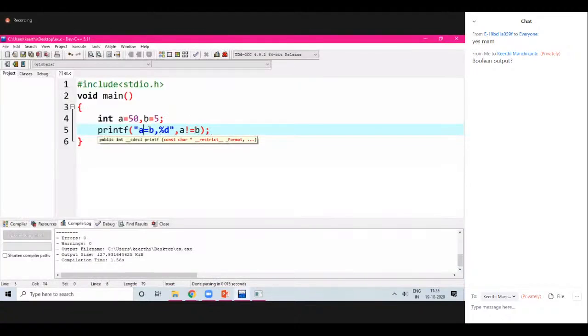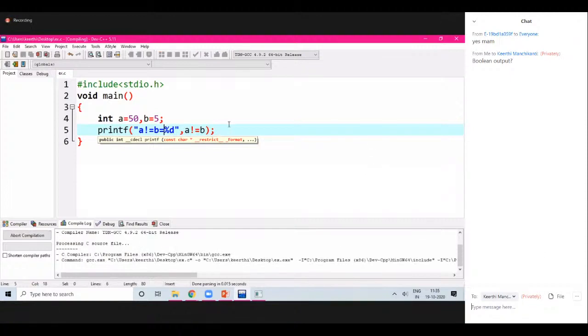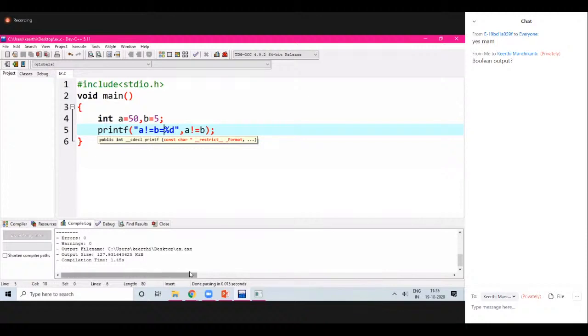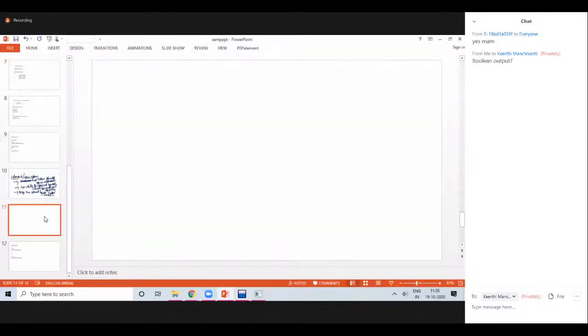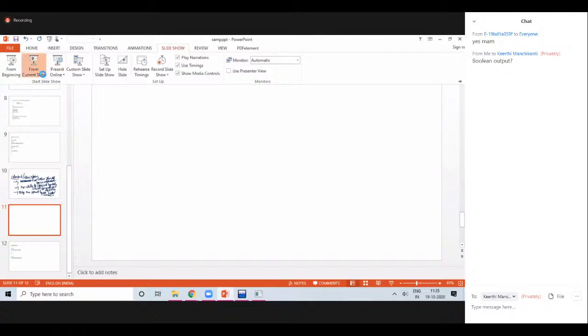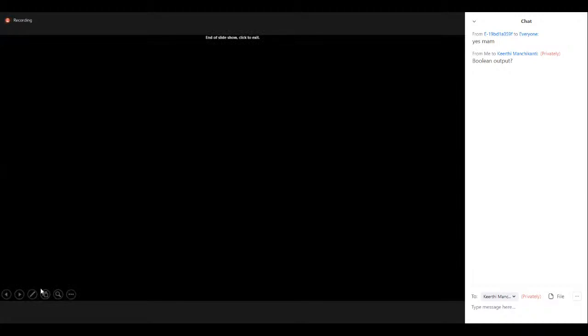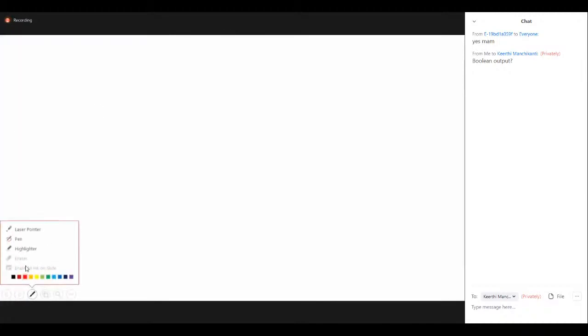I'll make it here also: A not equal to B, instead of a comma I'll put a percentage. So here 50 is not equal to 5, correct? So it will give you the A not equal to B value as 1. Hope you can see that line, right? In this way, you can give basic examples for your relational operators. Okay, understood? Any doubt? Okay, so I'll go with the next one. So next, let's use.